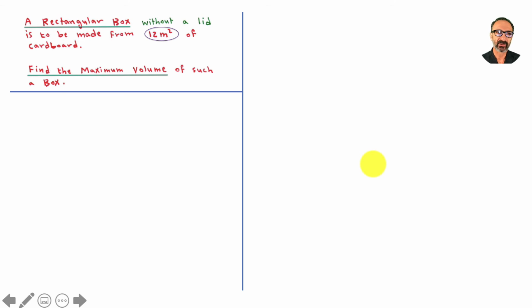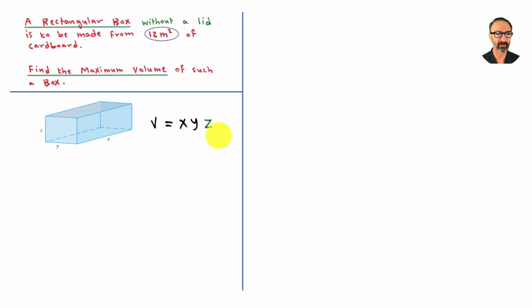A rectangular box without a lid is to be made from 12 square meters of cardboard. Find the maximum volume of such a box. You've seen similar ones in Calculus 1, and here we go. Those are good practice problems. Here's the box. Let's give it the dimensions x, y, z. So what's the volume? The volume is going to be xyz. Notice I'm using green for z, just like the previous example.